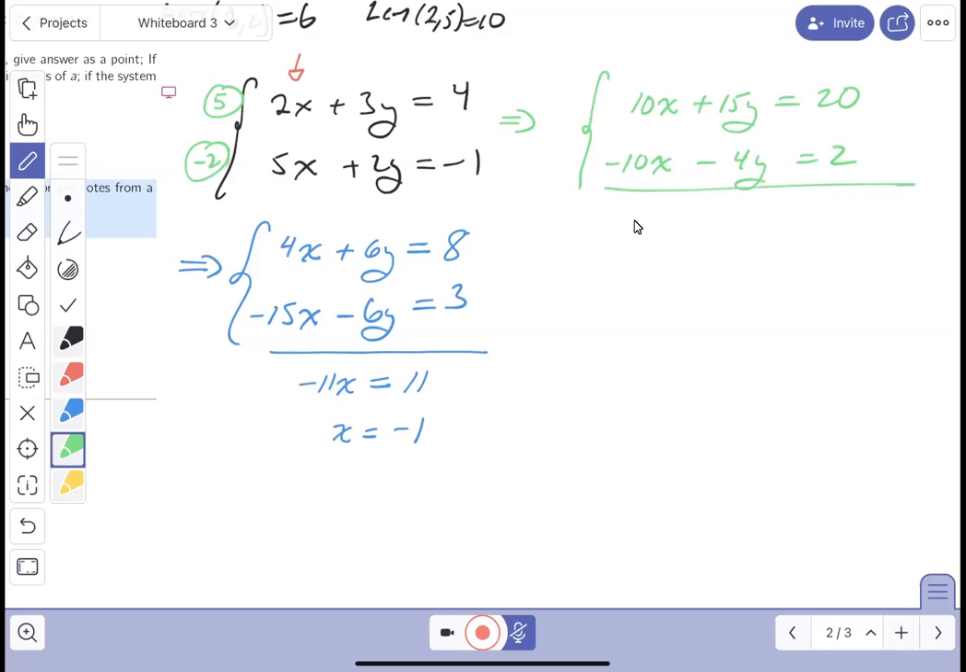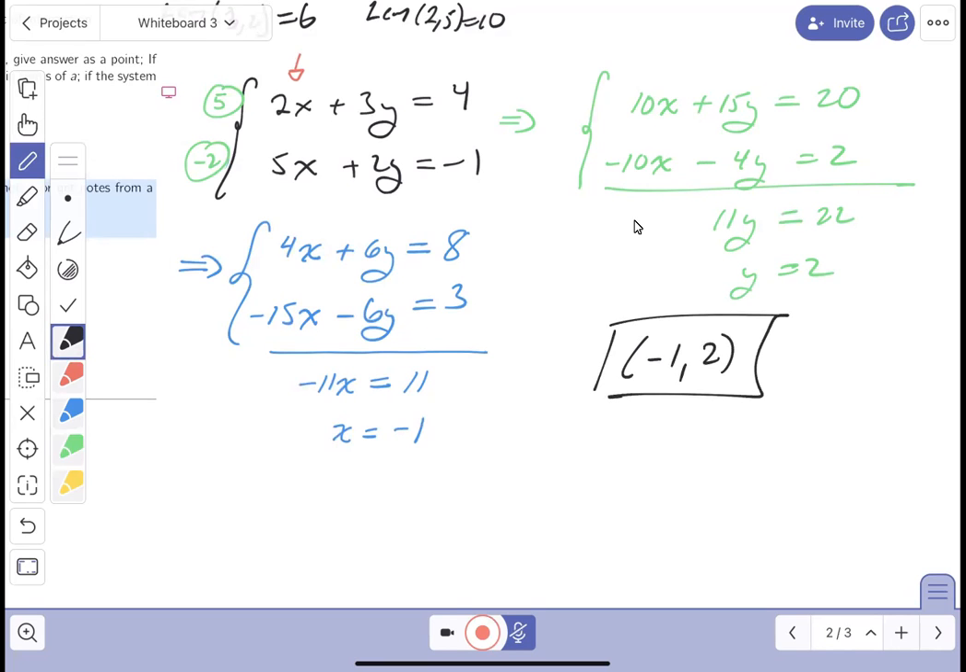Add them together. What disappears now? Well, I'm looking at it, the y. I mean, the x disappears. That's what he left off with. Well, 10x minus 10x is no x's. 15 minus 4 is 11. And 20 plus 2 is 22. Divide both sides by 11, and you get y is 2. So now I have my answer. What's my answer? X is minus 1, and y is 2.